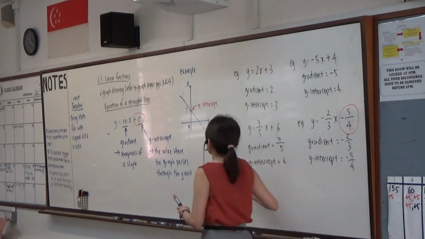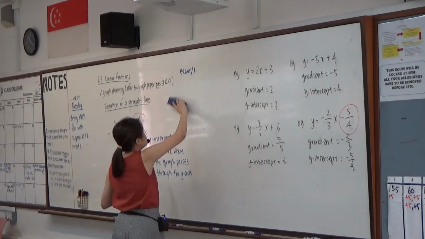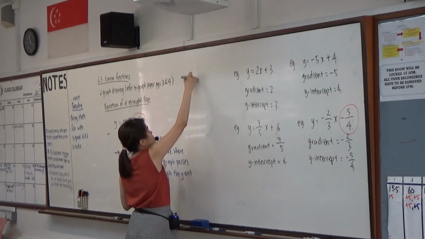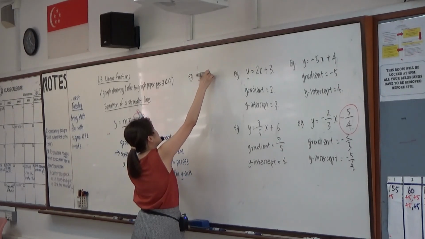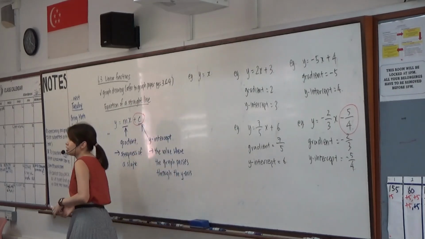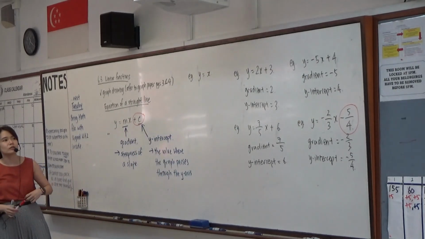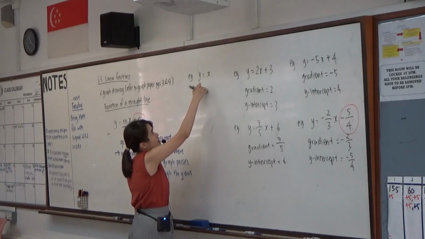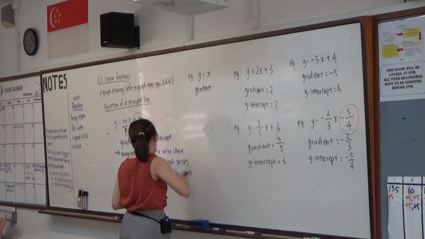Okay. One final example. What if I have an equation of a straight line that is y equals x? What do you think the gradient will be?